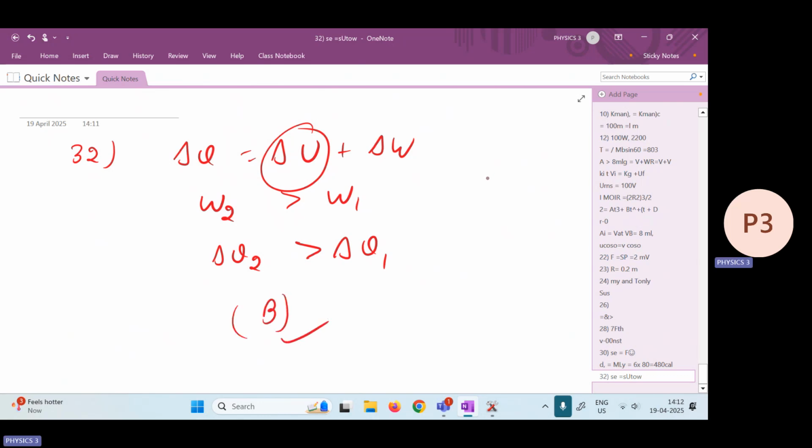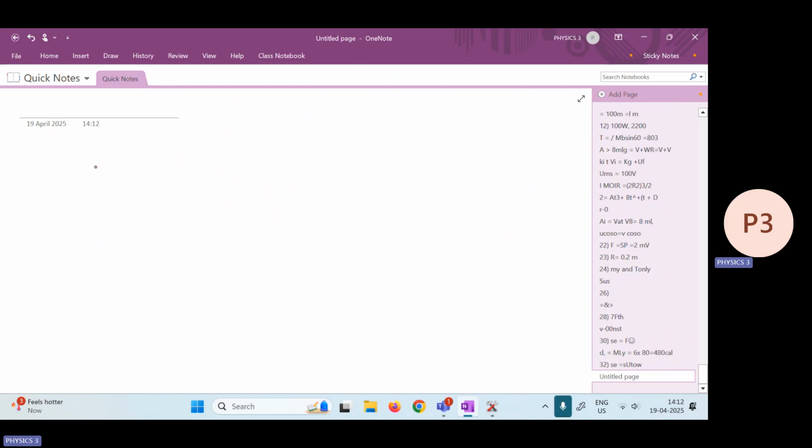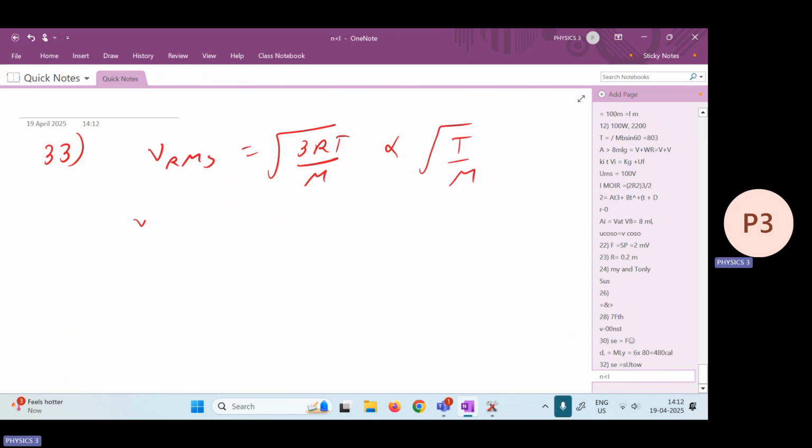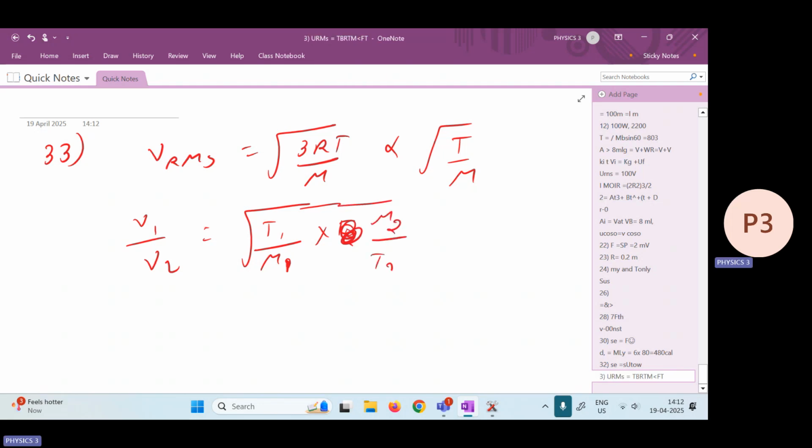Okay. Now let's go to the next question, the 33rd question. We are given that the RMS speed of hydrogen at 27 degrees centigrade is V. What will be the RMS speed of oxygen at 300 Kelvin? So V RMS, we know, is under root 3RT by M. We can say it is directly proportional to under root T by M. So V1 by V2 we can write as under root T1 by M1 into M2 by T2.